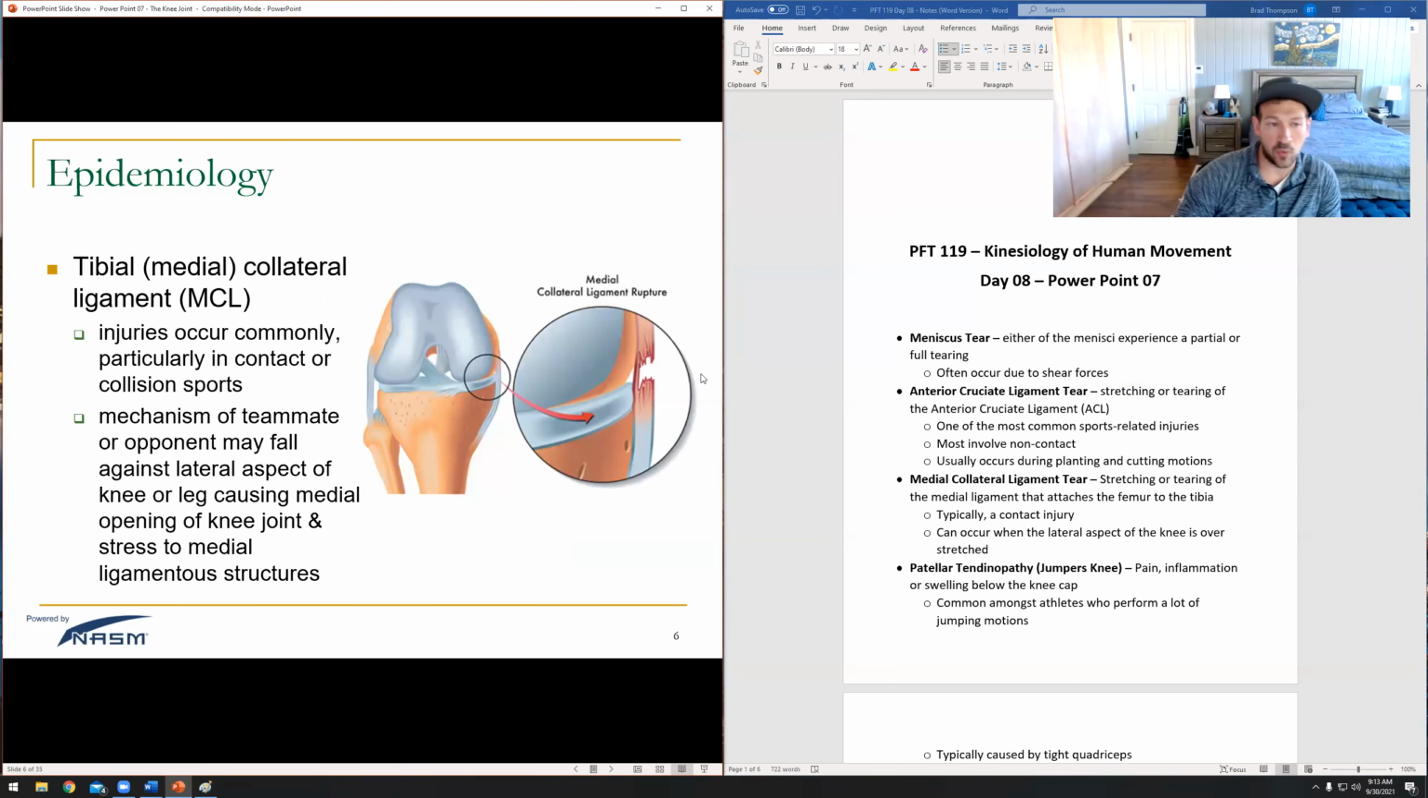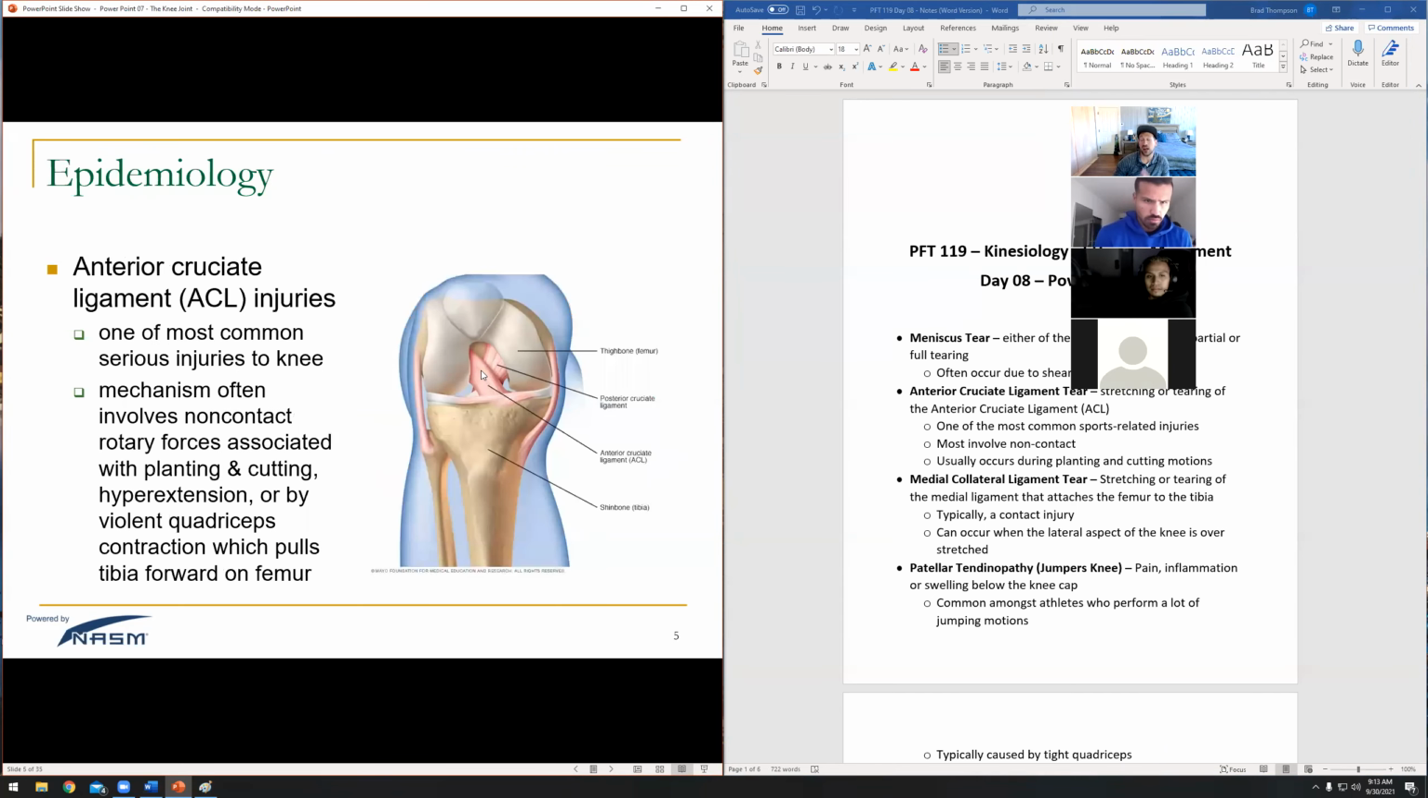Another one that's somewhat common is MCL. So MCL is not the opposite of the PCL. Or I'm sorry, not the opposite of the ACL. This is where, when you're teaching these in order, it might seem like you're going to injure the ACL, so let's talk about how you injure the PCL because these two are kind of paired up. But NASM has these slides set up in a different order, going from most common to least common. So ACL is really, really common.